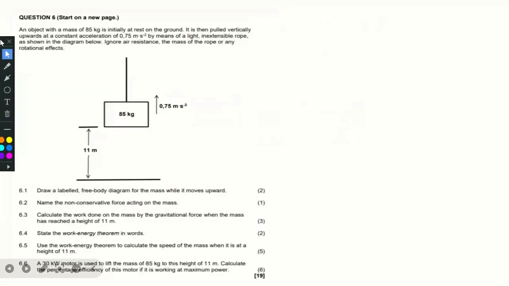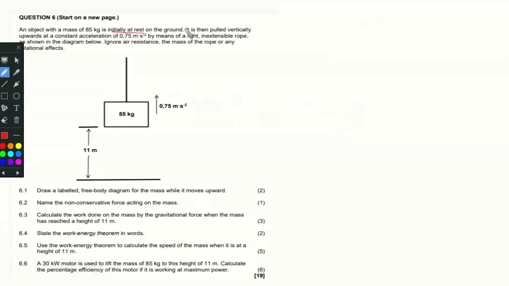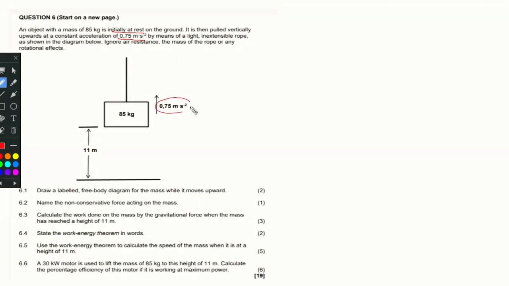Okay, so we have another question here. It says an object with a mass of 85 kg is initially at rest on the ground. It is then pulled vertically upwards at a constant acceleration. Note that it's not constant velocity, it's constant acceleration, so that means acceleration is not zero. As we can see, acceleration is given: 0.75 meters per second squared, by means of a light inextensible rope, as shown in the diagram below. Ignore air resistance, the mass of the rope, or any rotational effect.